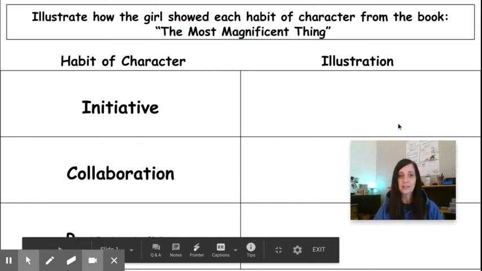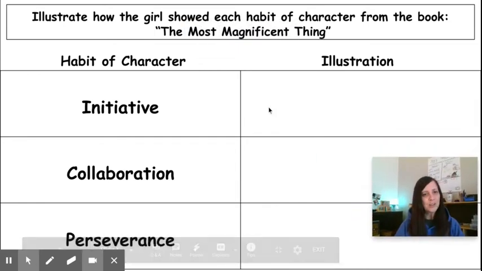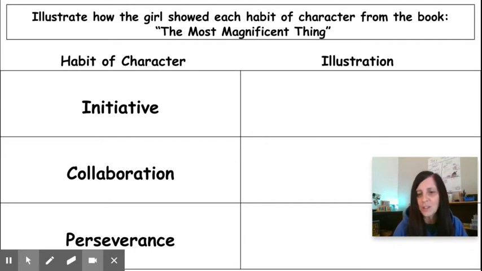You are going to look back at some of the illustrations, and I will show you where some of the illustrations will be in our Google Classroom. If you haven't had a chance, I've posted some different illustrations in our Google Classroom all week, but I'm going to show you where they are in just a second. So what you're going to do for today is illustrate how the girl showed each habit of character from the book, The Most Magnificent Thing.